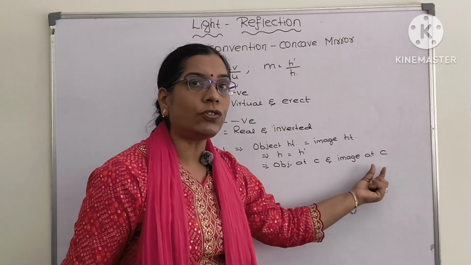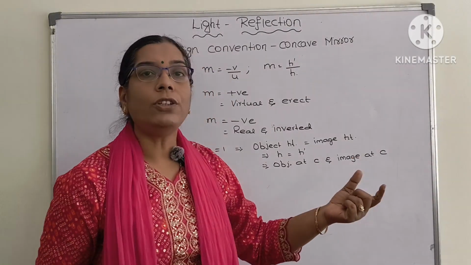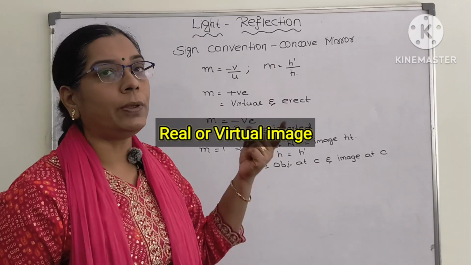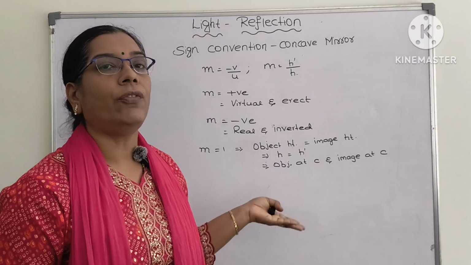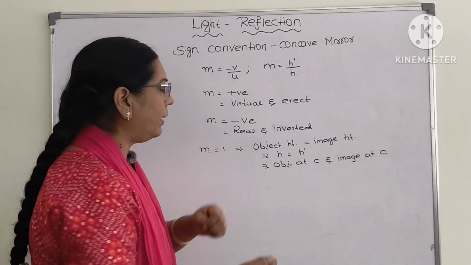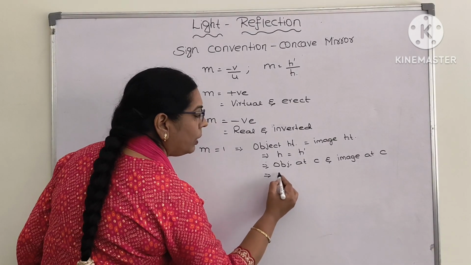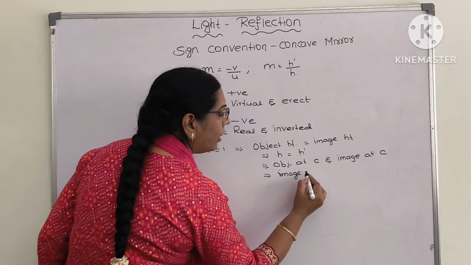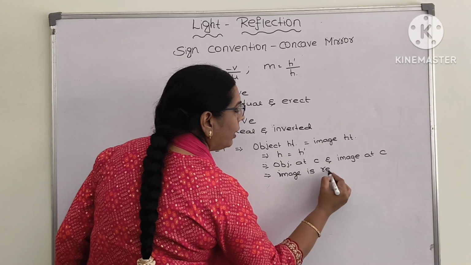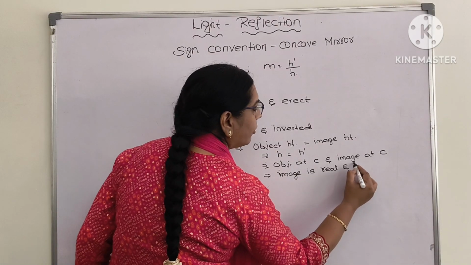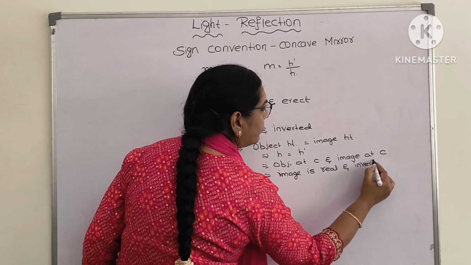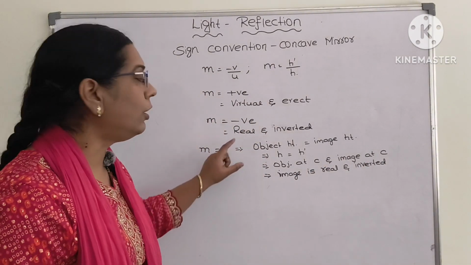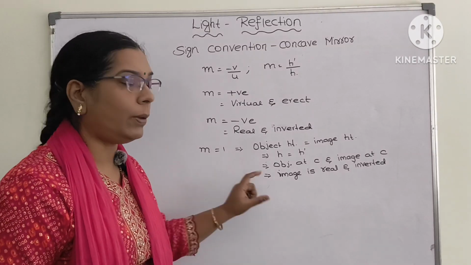And since the image is forming at C, what can you say? Is it a real or inverted image? Of course, it is a real image because C is only in front of the mirror, not behind the mirror. So, the image is real and inverted. So just by the value that m is 1, you can derive so much meaning.